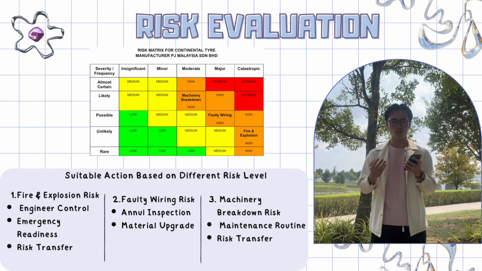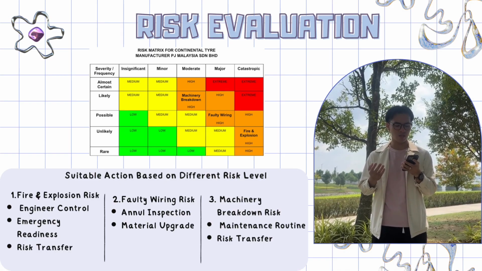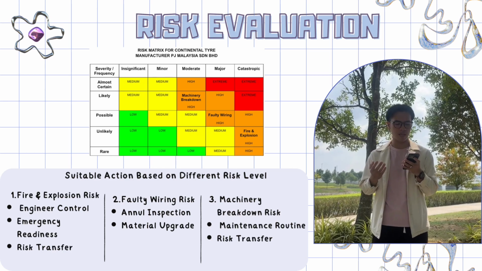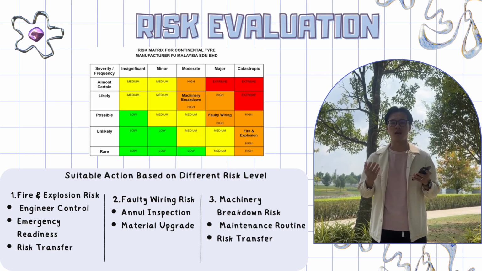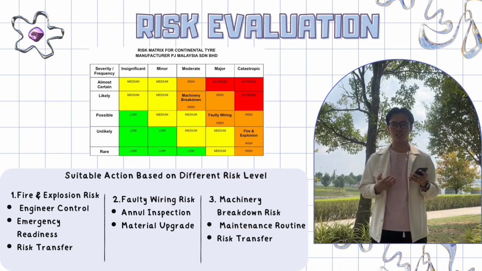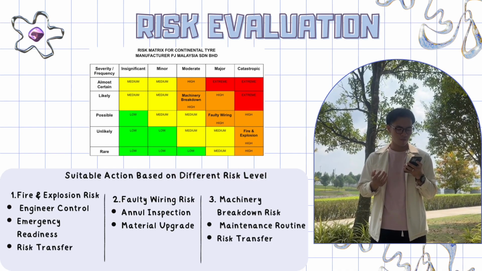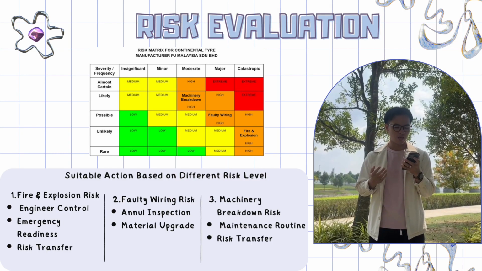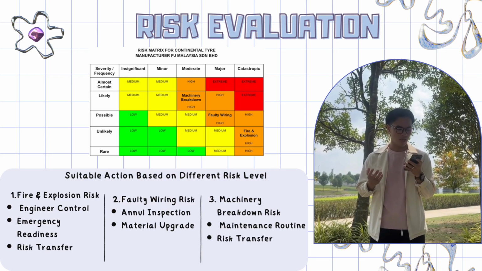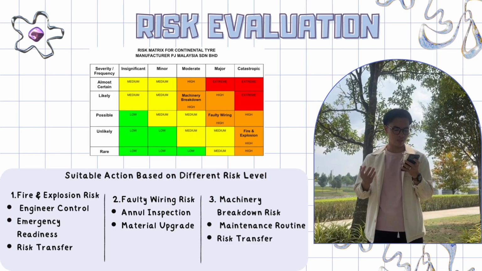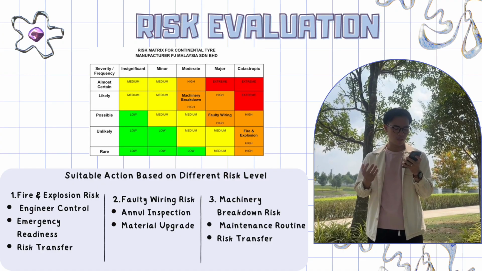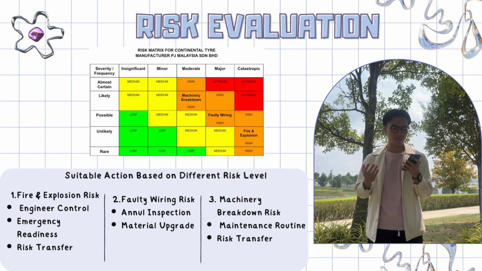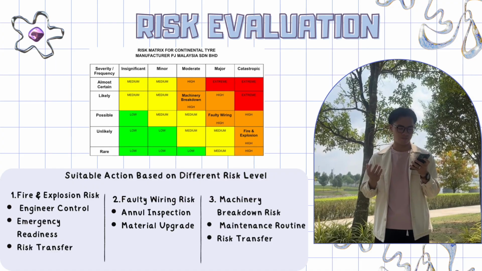Second is faulty wiring risk. For this risk, we also classify it as high risk because it carries a major impact and is more likely to happen than a fire, leading to high repair cost and business interruption. The root cause for this risk is overloaded circuits, heavy machinery vibration loosening the electrical terminals, and corrosive chemical fumes and heat that melt the cable insulation.